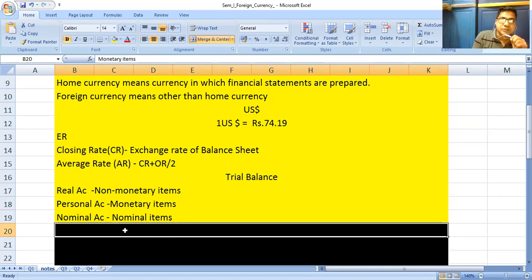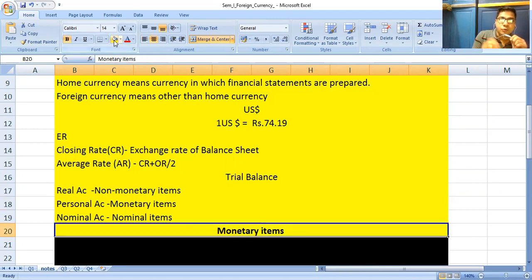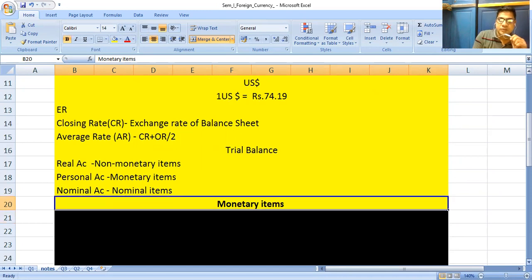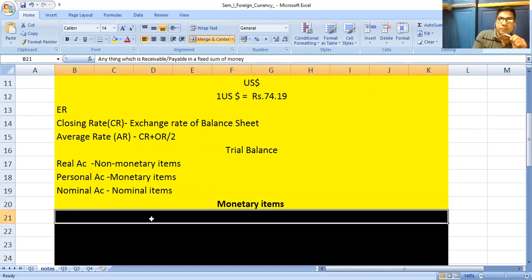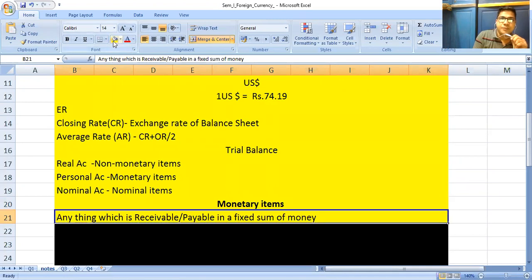Now let us discuss these monetary items. What exactly do you mean by monetary items? It means it is in terms of money. For example, anything which is receivable or payable in a fixed sum of money is called monetary items.